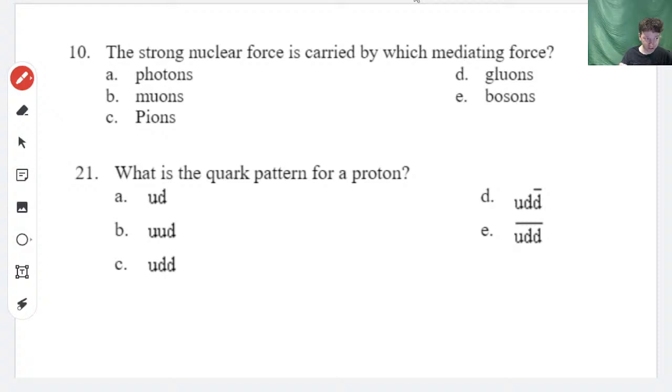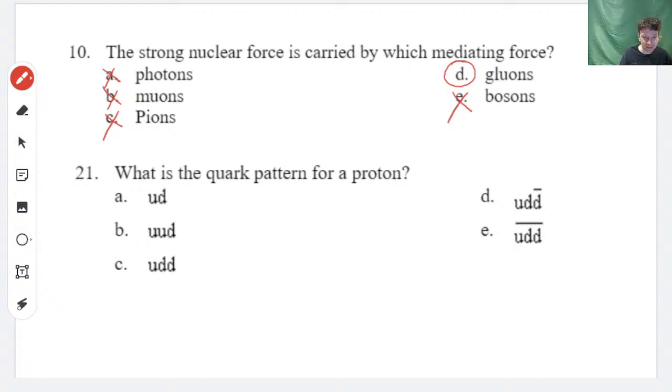Okay, it's not photons. Photons carry the information for the electromagnetic force, not the strong nuclear force. Muons and pions aren't even mediating forces. They're not force particles. So they're a big no. The answer is going to be gluons. And bosons, well, that's a whole bunch of particles. It's not one specific particle. So no. Only the gluons carry the information for the strong nuclear force.